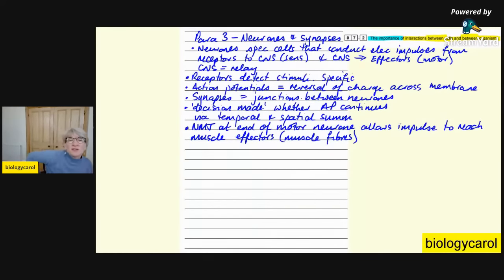Paragraph 3, neurons and synapses. So I start off by saying that neurons is the content. Neurons are specialized cells which conduct electrical impulses from receptors to the CNS. Those are the sensory neurons, and from the CNS to the effectors. I think I would say these are muscles and glands, and those are the motor neurons. The CNS is full of relay neurons.